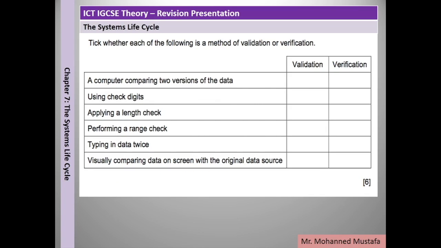Next, tick whether each of the following is a method of validation or verification. A computer comparing two versions of the data. Two versions are being compared. Verification. Using check digits to make sure the data has been inserted. This is what we call verification. Applying a length check. Validation. Performing a range check. Validation. Typing in data twice. Verification. Yes. And visually comparing data on screen with the original data source is verification. Visual verification. Are we good?